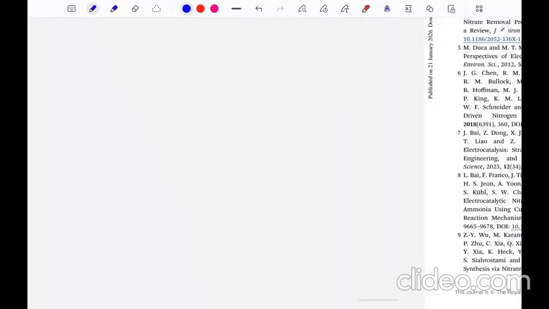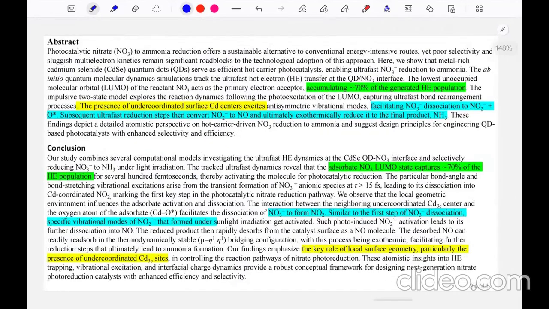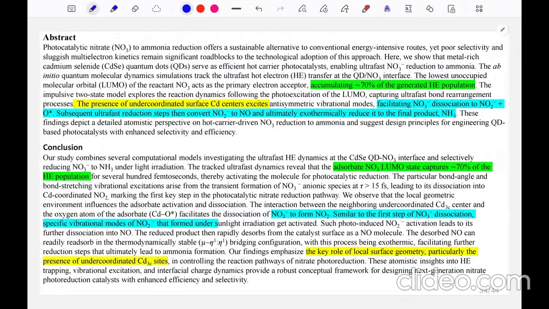Now moving on to the last part, and that is the comparison of abstract and conclusion. Both the abstract and conclusion communicate the same central scientific message. That is, they describe how hot electrons generated in the cadmium selenide quantum dot are transferred to the nitrate molecule, specifically into its LUMO, which acts as the primary electron acceptor. In both sections, it is highlighted that nearly 70% of the hot electrons are captured by nitrate. Here you will also see this leads to the formation of a transient dynamic NO3 anionic state.